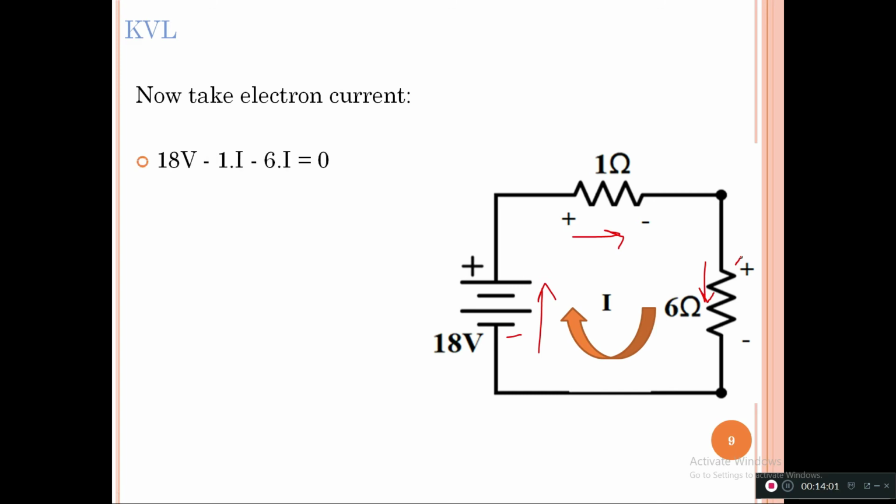So how can I write this equation? It will be 18 minus 1 into I minus 6I equals 0, or we can say that 1I plus 6I equals 18 volt, equation number 3. Okay, then if I take the reverse direction as we have taken in the previous case, this green arrow is showing me the reverse direction.